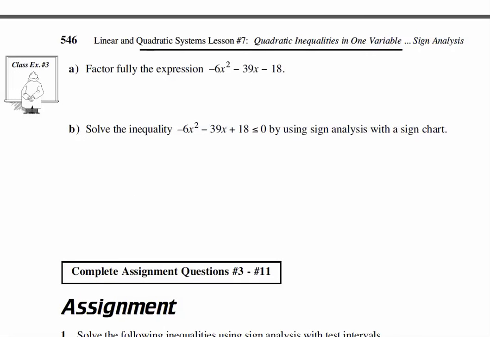Let's go ahead and do one more of these. Class example number 3, letter A says factor fully the expression that they've given us, and now the second part is we will actually solve this inequality. So they've kind of broken this down into two parts for us.